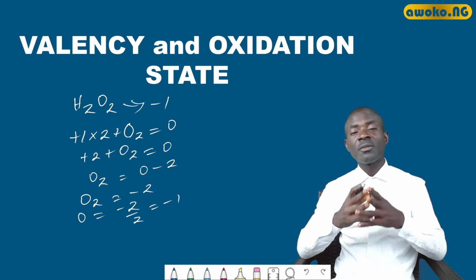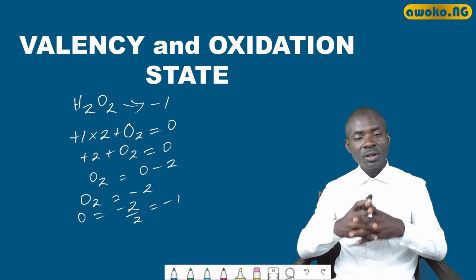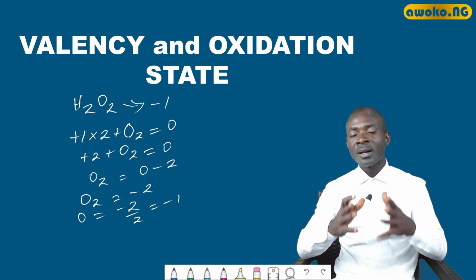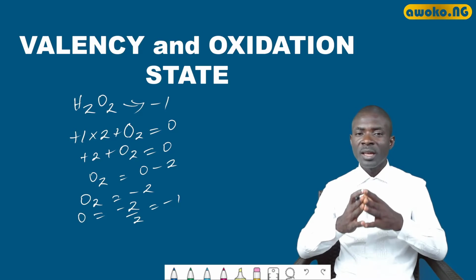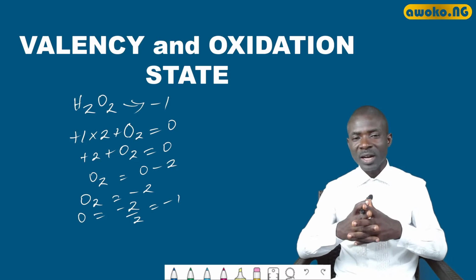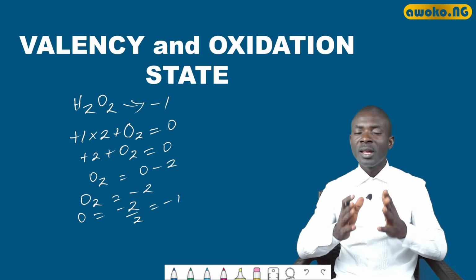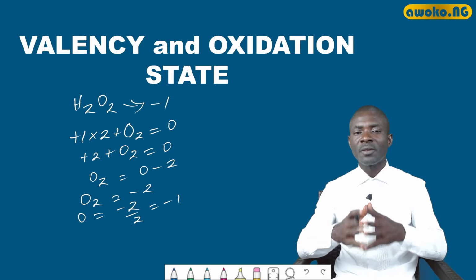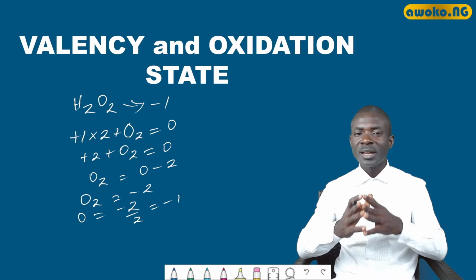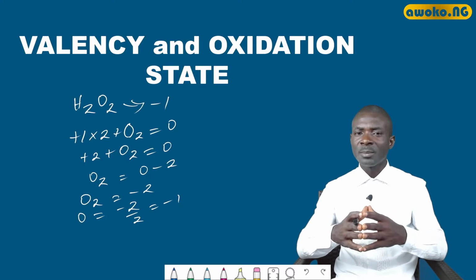So the oxidation state of oxygen in peroxide is -1, while in all other compounds, the oxidation state of oxygen is assigned a number -2. What about hydrogen? The oxidation state of hydrogen is +1, except in hydride. It simply means that when hydrogen combines with other elements to form a compound, the oxidation state of hydrogen in that compound, or the combining capacity of hydrogen, is simply +1, except in hydride. By hydride, I'm talking about metals reacting with hydrogen to form a compound. Those compounds are simply called hydrides.